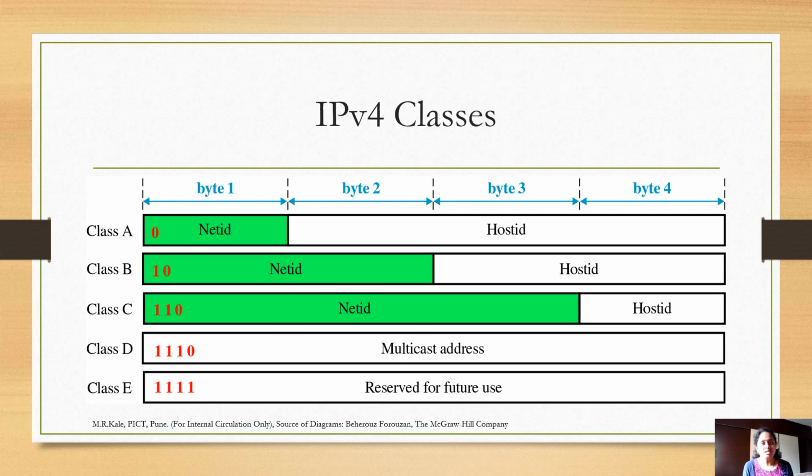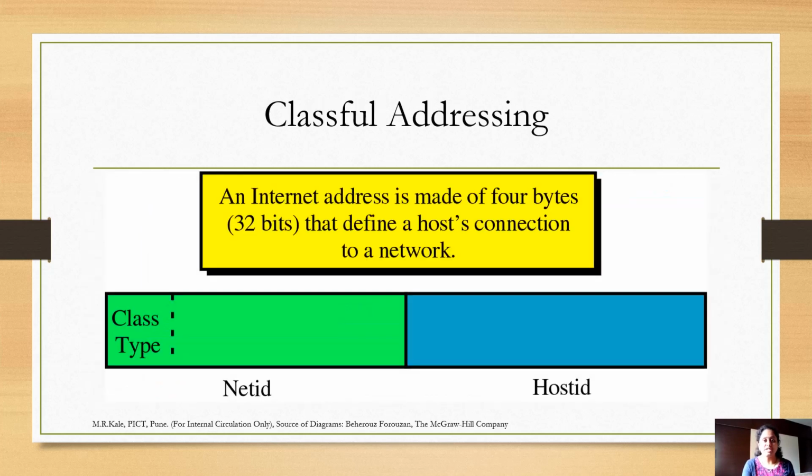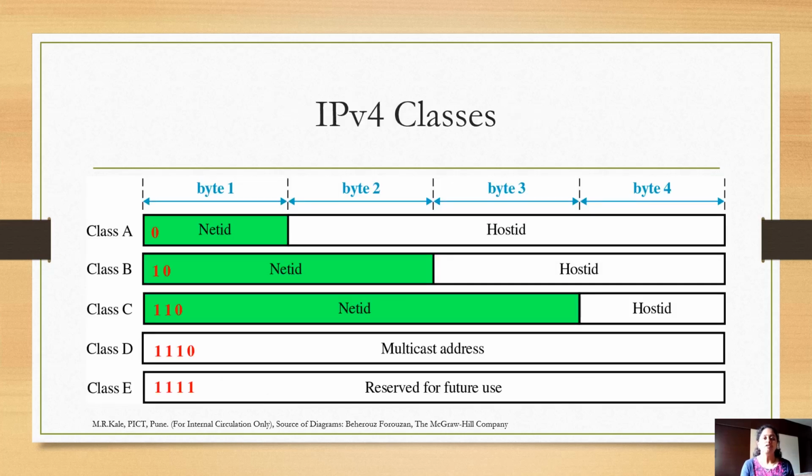For class B, 2 bytes, that is 16 bits, are assigned for network ID. The rest 16 bits, that are 2 bytes, are assigned for the host ID portion. And for class C, we have 24 bits, that is 3 bytes, assigned for network ID and 1 byte, that is 8 bits, for host ID. You also can observe that the class type that we have seen on this slide is visible for every class. All the addresses that belong to class A will start with binary bit 0. Similarly, class B addresses will start with 10, class C with 110, class D with 1110 and 1111 for class E. So depending on the first few bits in an IP address, you can identify the class.